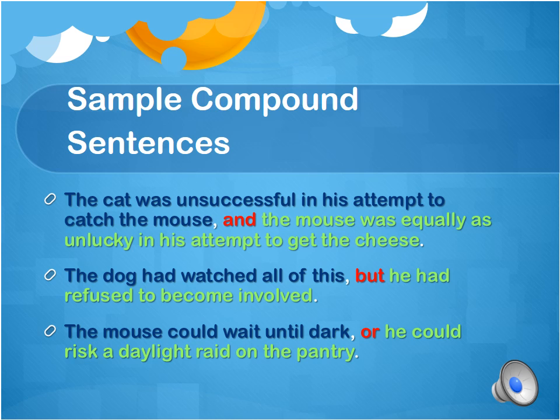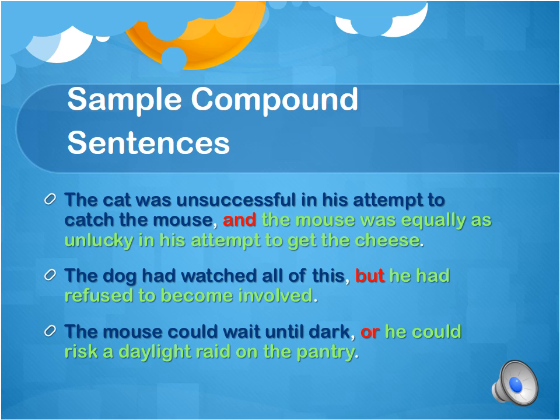So here we have some examples of compound sentences. You will see in blue our first independent clause. You will see in green the second independent clause. And then in red, you will see how the sentences are combined together. So we have: the cat was unsuccessful in his attempt to catch the mouse, and the mouse was equally as unlucky in his attempt to get the cheese.